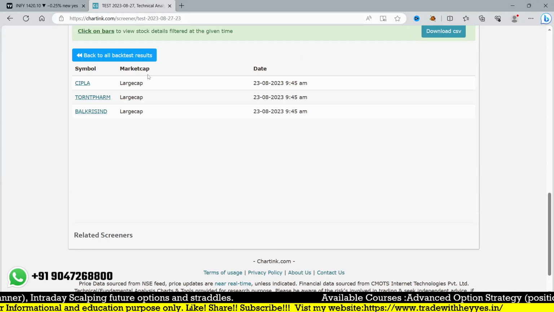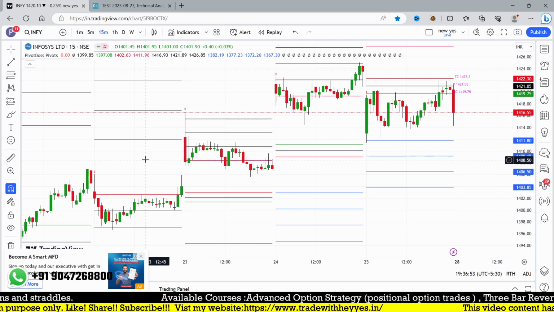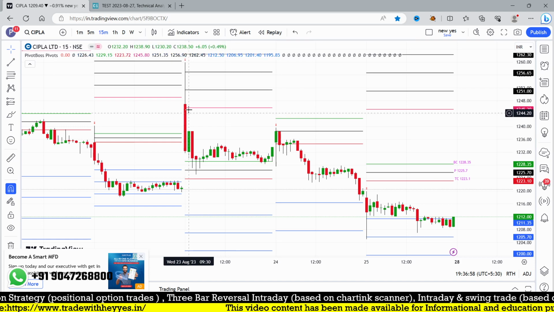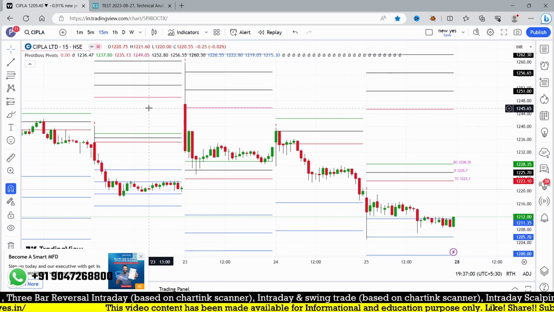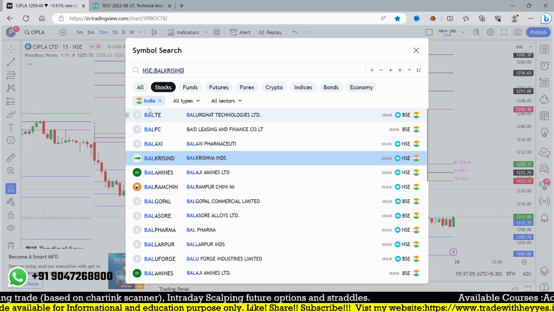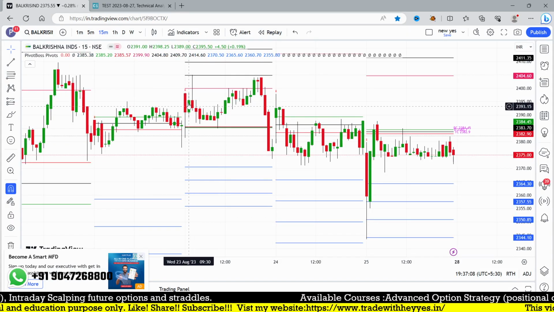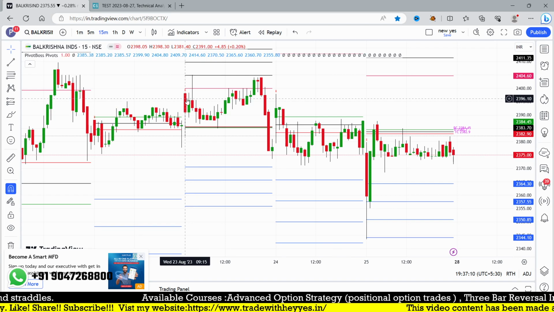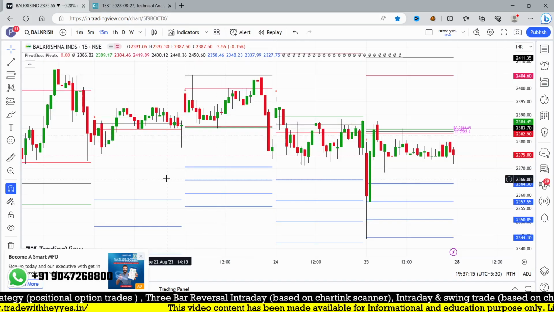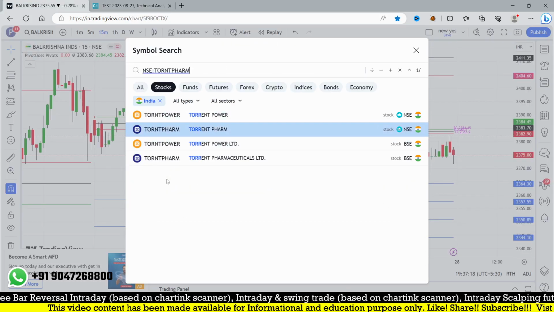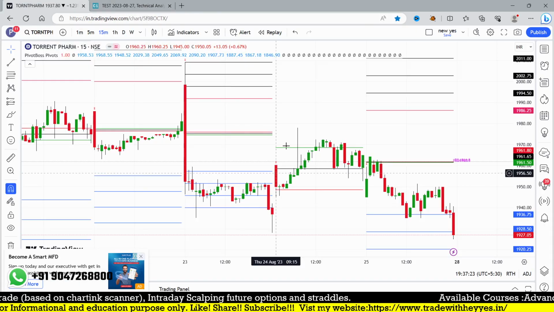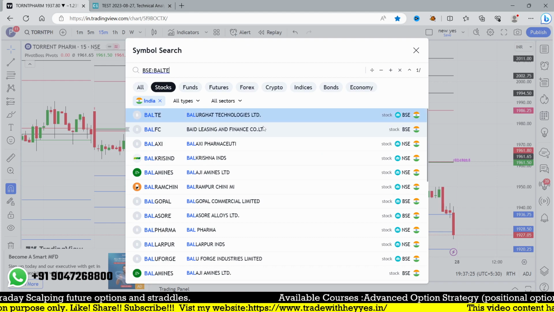So let me check 23rd: Cipla, Torrent Pharma, Balakrishna Industries. 23rd Cipla, that's right, no? 23rd. It was opened above the R1 in Balakrishna. Yeah, here it's showing you some not right value. Okay, 23rd and something like Torrent Pharma. That's okay, right? So why is it shown in Balakrishna Industries? So let me go for Balakrishna Industries.